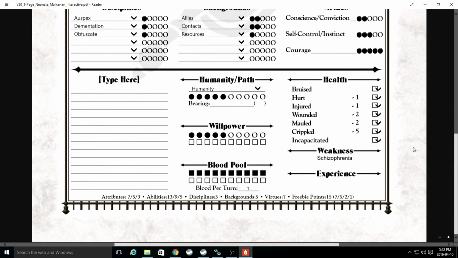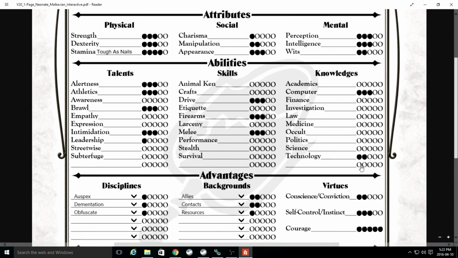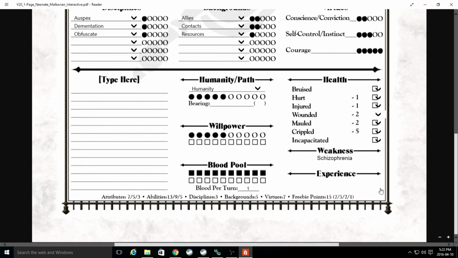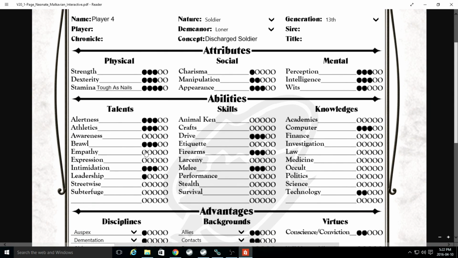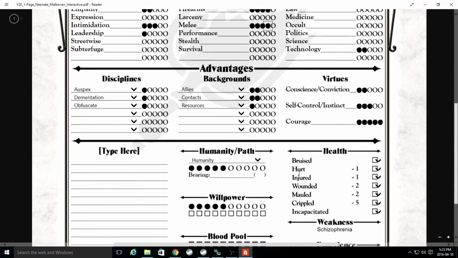So we're going to leave this one here. I've spent my freebie points, I believe, or have I? No, I have not spent my freebie points yet. Oh, I almost left without spending my freebie points. Let's spend those freebies. All right, we're going to throw a couple dots into empathy here, because he's not that good at it, but that's 2 dots. Then we're going to go a dot in alertness, a dot in brawl. So we've got 1, 2, 3, 4, 5, 6. So that's 12 right there.